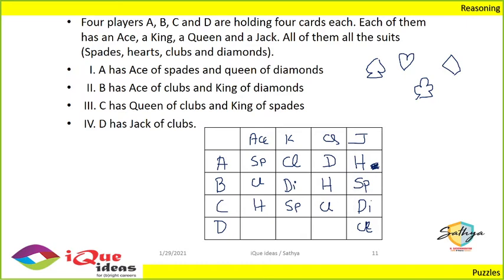So now fill in each column appropriately. Spades, clubs, hearts, remaining is diamond. Clubs, diamonds, spades, remaining is hearts. Diamonds, hearts, clubs, remaining is spades. And check each row has every suit different. Each column has every suit different. This is exactly how Sudoku works. Did everybody understand this one?